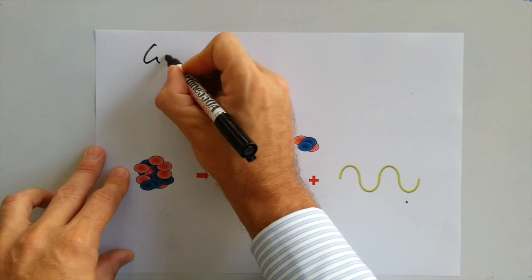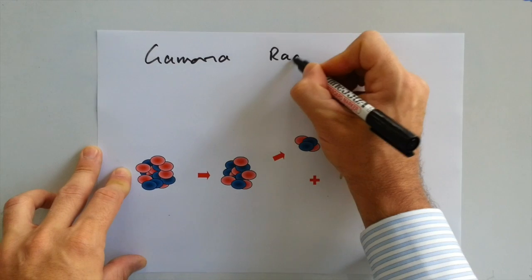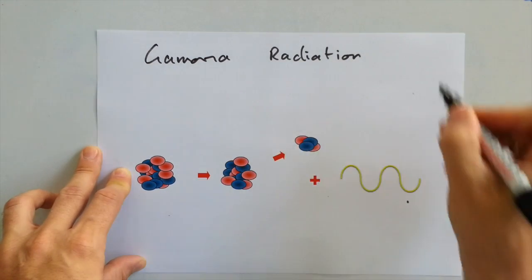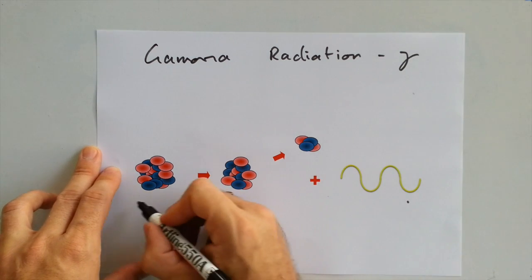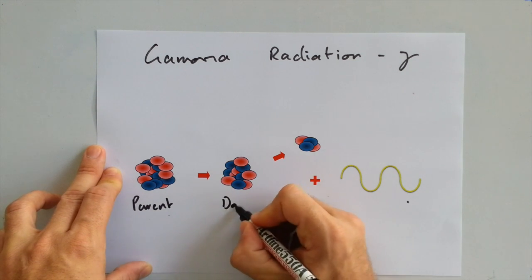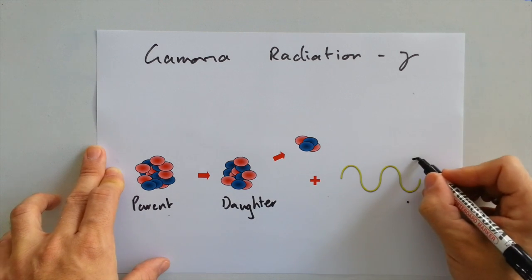And the last part then is gamma radiation. Now gamma radiation, if you remember, is not a particle. It is part of the electromagnetic spectrum. Exactly the same thing happens. A parent nuclide breaks down to make a daughter nuclide. But there's one thing about gamma radiation here.